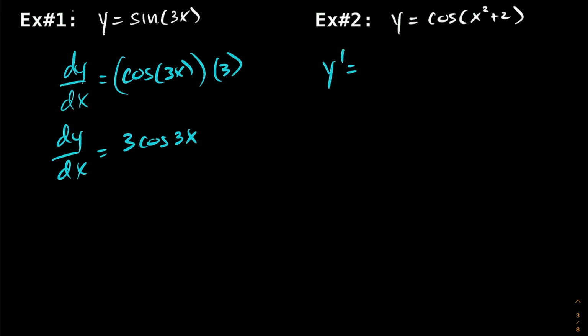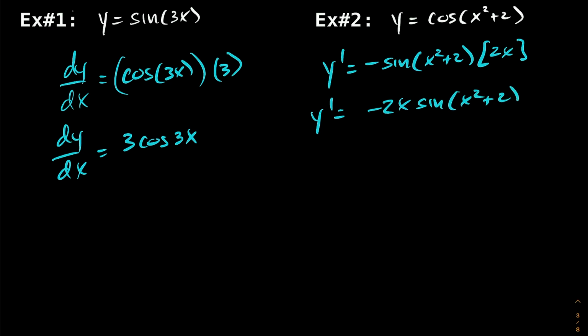Moving on to example 2 here, same idea. I go ahead and take my y prime here. I know the derivative of cos of x is negative sine of x. So this will be negative sine of the inside. And again, applying the chain rule, I have to take the derivative of the inside, which is 2x. So in this example, the derivative will be negative 2x sine of x squared plus 2.